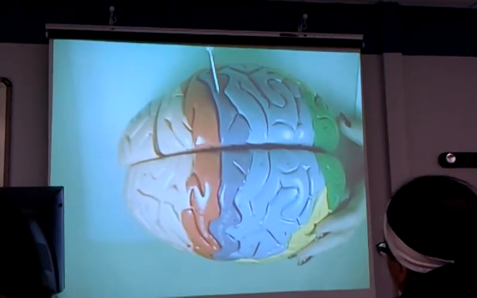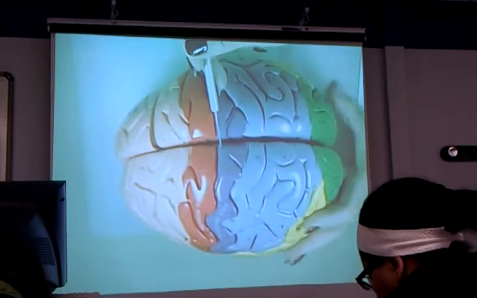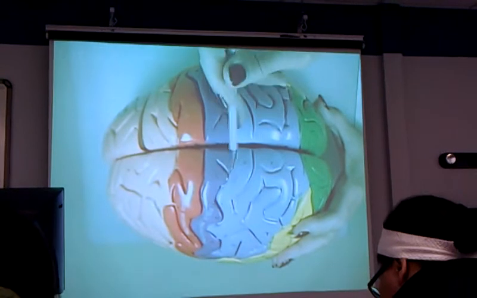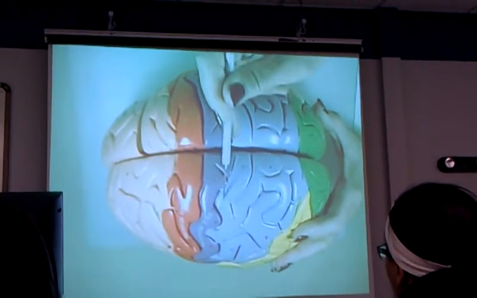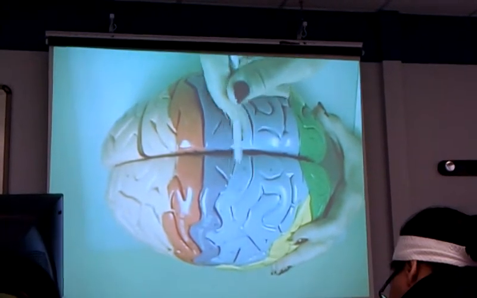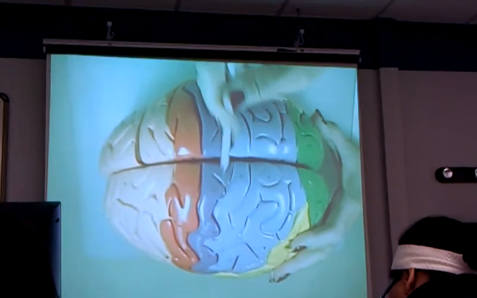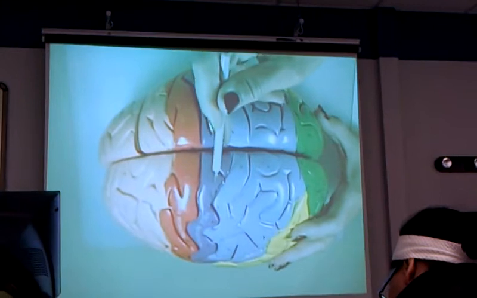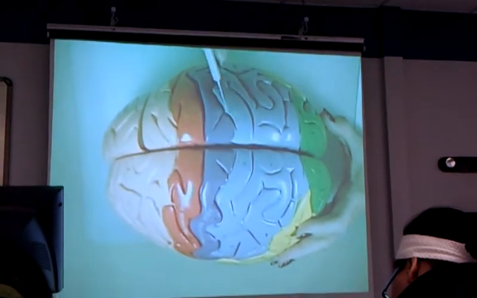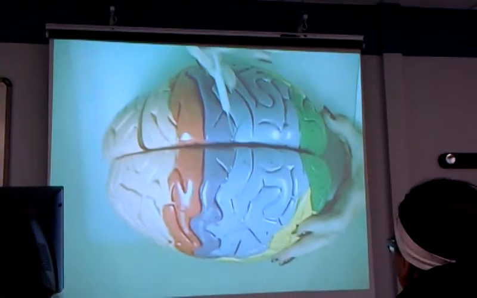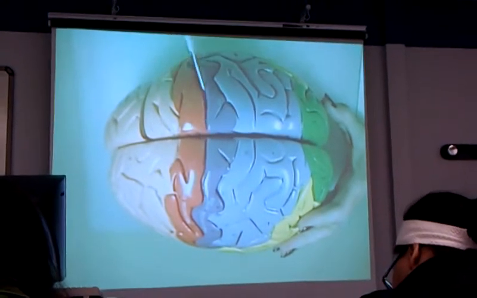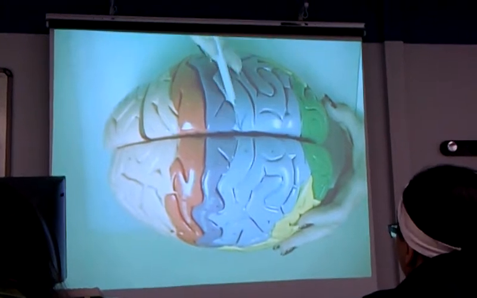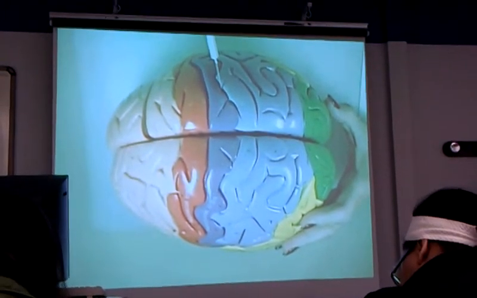Okay, then we have the post-central sulcus. Well, that's the depression, because the sulcus is a depression, behind the dark purple. That's the post-central sulcus. Okay, so again, central sulcus is in the middle, post-central gyrus, post-central sulcus. Makes sense, it's in the back.